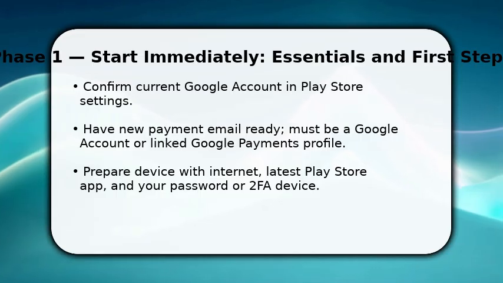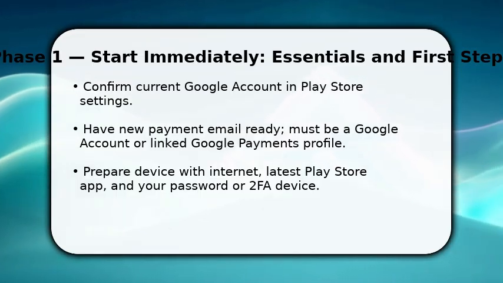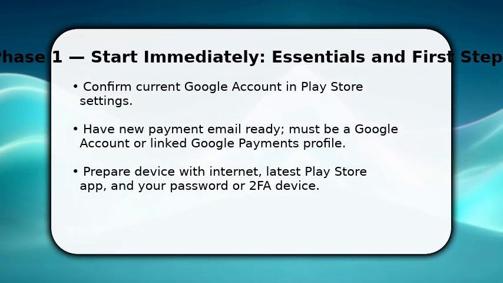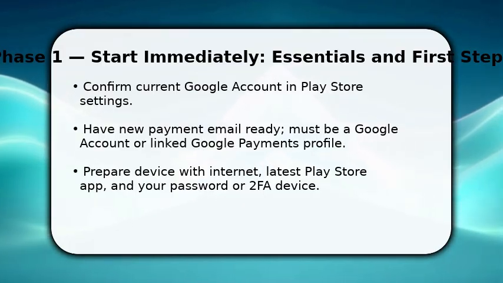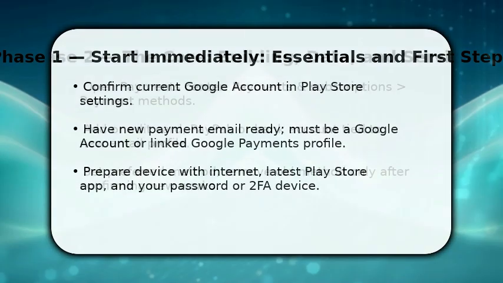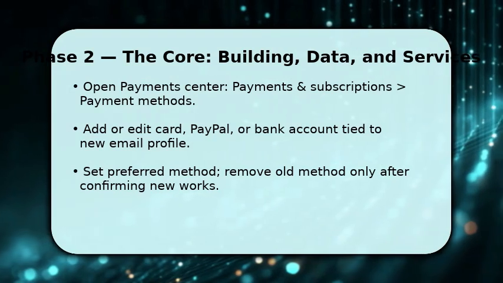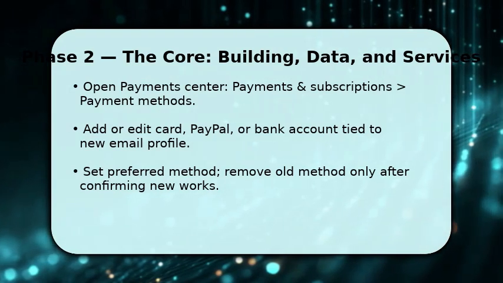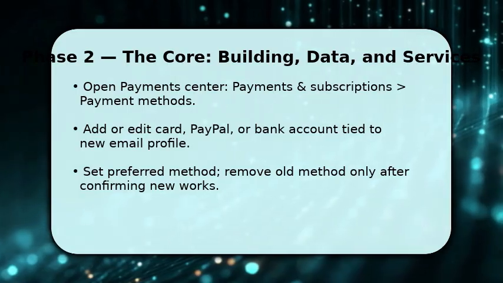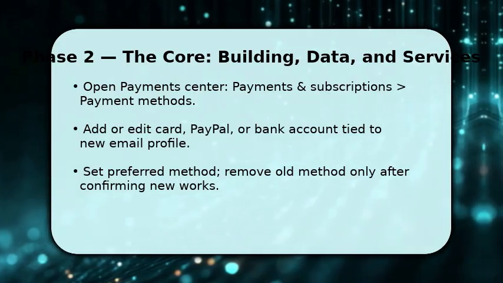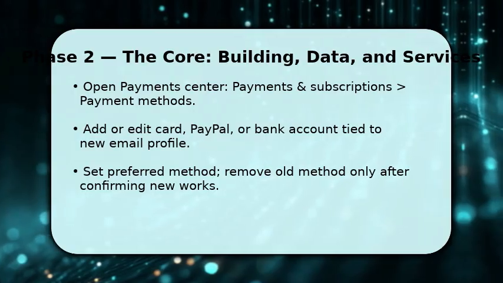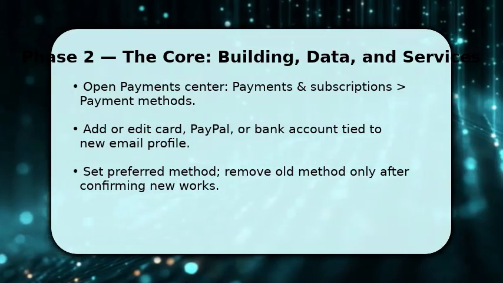This prevents interruptions. Now, switch to the account selector in Play Store to ensure you're modifying the correct account before moving to payment methods. Next, go to Payments and Subscriptions, then Payment Methods. This lives in Play Store or Payments.Google.com. Add a new card, PayPal, or bank account, and link it to the new email's Google Payments profile.